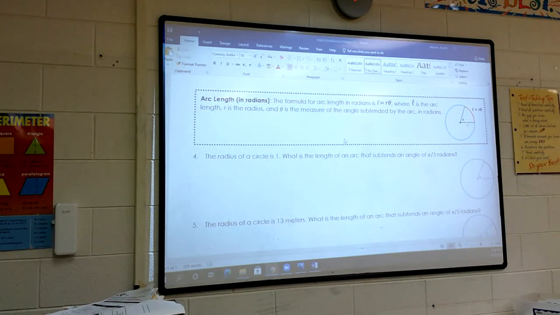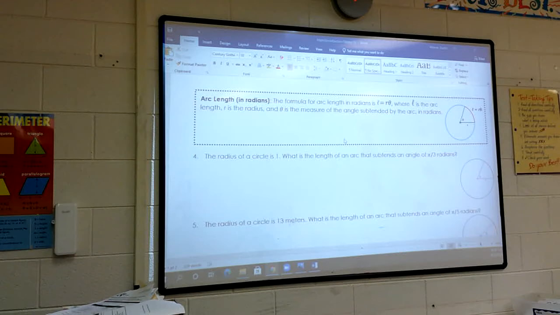So if you see that little circle with the line through it, that's a Greek symbol for angle. You'll see that all throughout math, whether you're looking for a certain angle, there you'll see theta. L is the arc length, R is the radius, and theta is the measure of the angle.